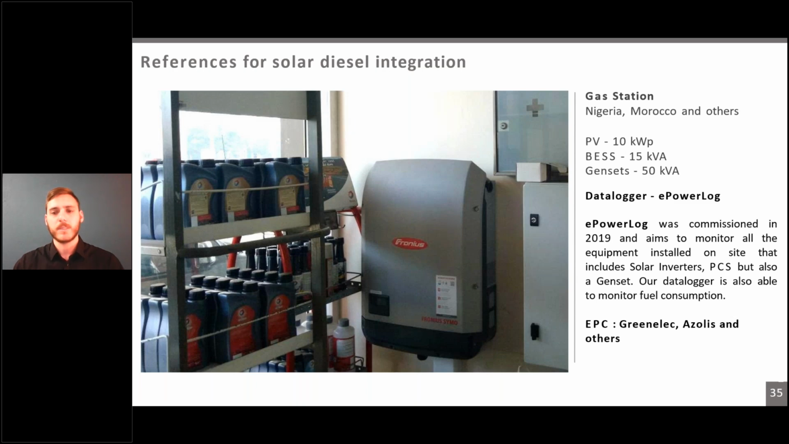The client only wants to see more data on what's happening on his site in one platform, like monitoring the fuel consumption and things like that.